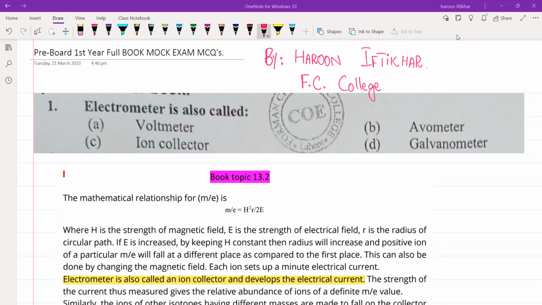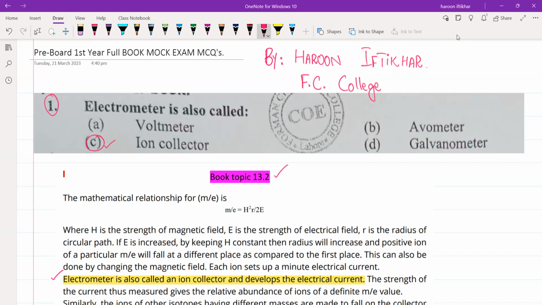So the first MCQ is about electrometer. Electrometer is also called... This is present in topic 13.2, and you can see the line highlighted over here that electrometer is also called ion collector. So ion collector is the right answer for this question.